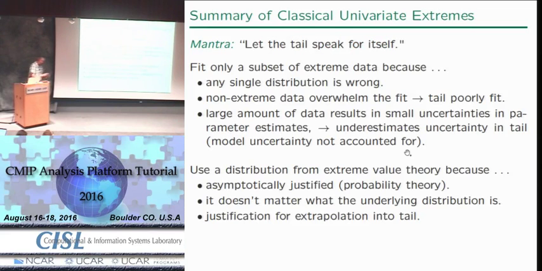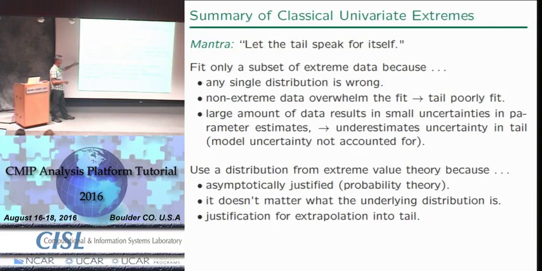the slides, the summary for an extreme value analysis is let the tail speak for itself. We fit only a subset of extreme data because any single distribution we fit is wrong. If we fit a distribution to the entire data set, the non-extreme data overwhelm the fit, and so the tail is typically poorly fit. Also, if we fit the entire data set, we'll underestimate the uncertainty we've got for the tail too.